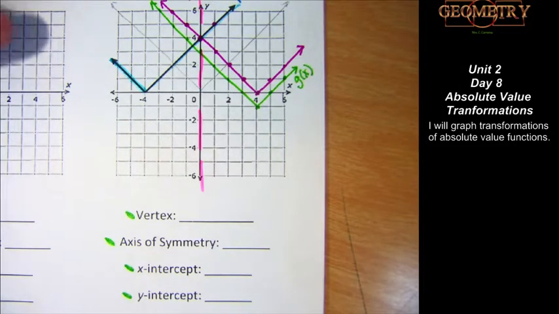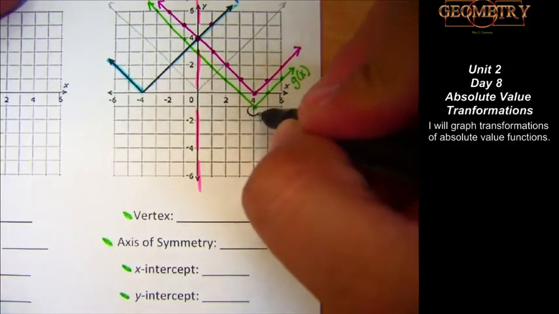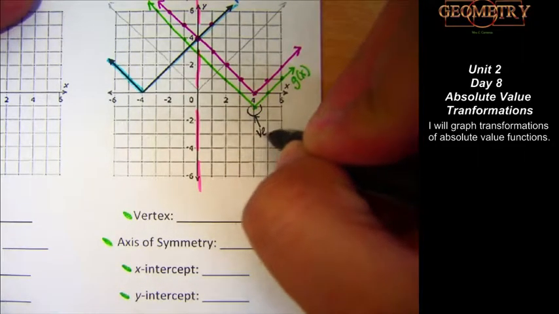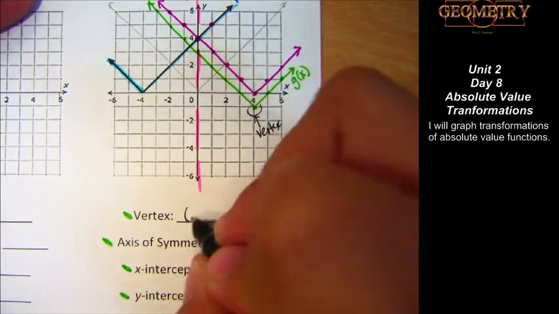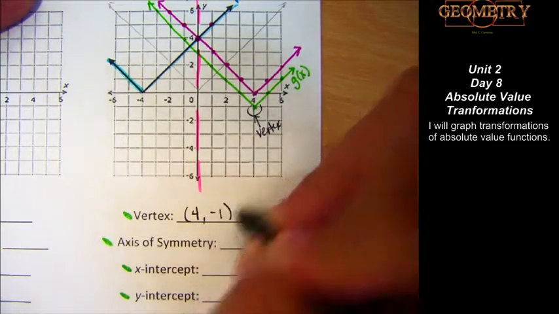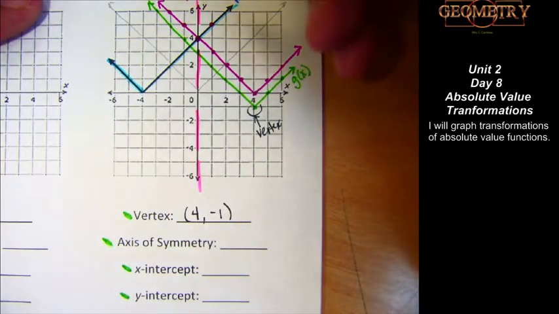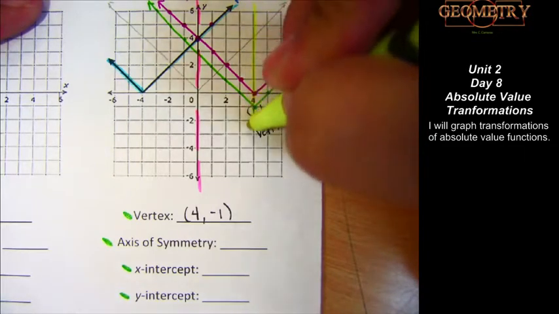All right, what's the vertex of this green function? 4, -1. There it is. Here's my vertex. You said it was 4, -1? Yes. Beautiful. The axis of symmetry is always that vertical line that cuts straight through the vertex.